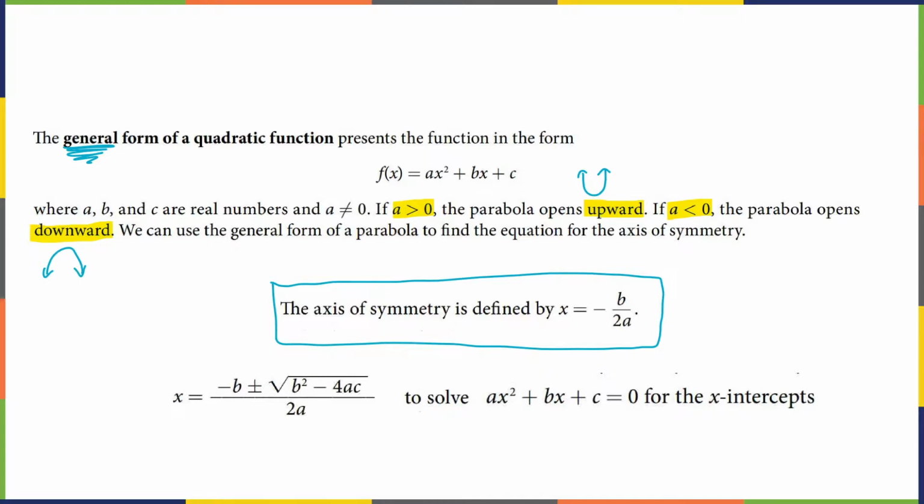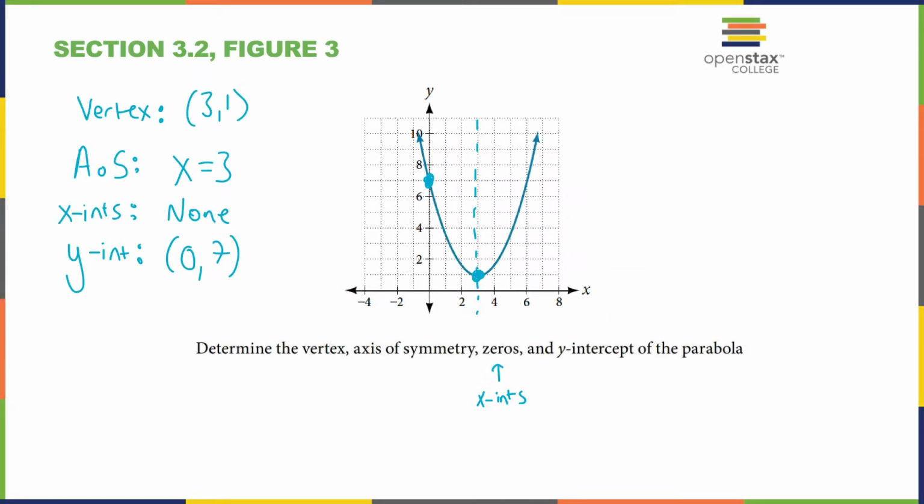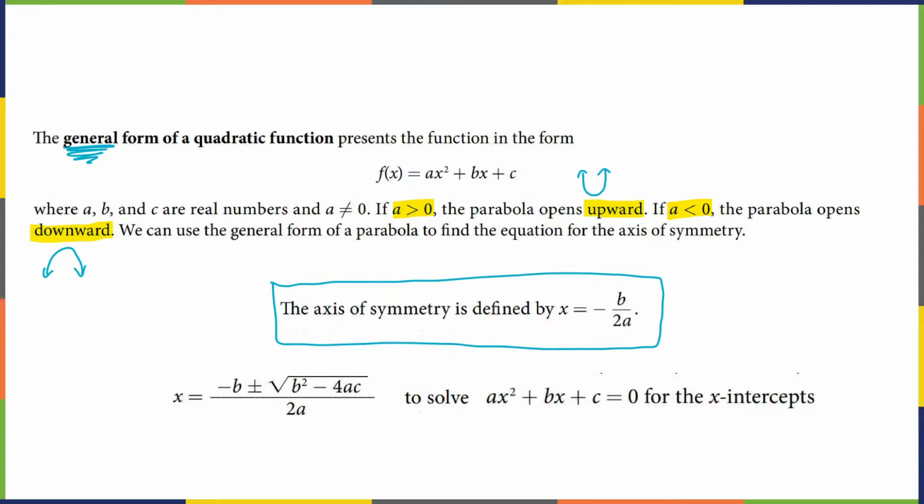I'm going to go back to our previous example for just a moment. Look at this. We knew our axis of symmetry is x equals 3, and that aligned with our vertex's x coordinate. Okay? So when you know your axis of symmetry, this is going to be very helpful to you. So again, the formula when given in general form is x equals negative b over 2a. Then, to find the x-intercepts or zeros of the quadratic function that's given to you in this form, you're going to use quadratic formula.